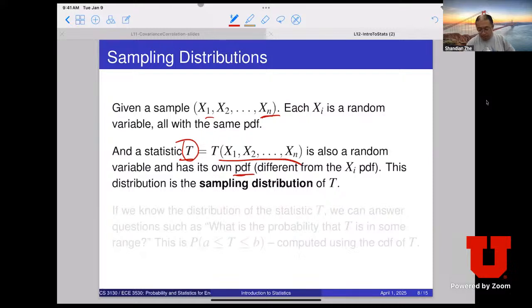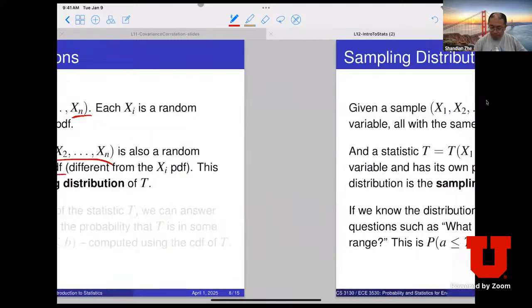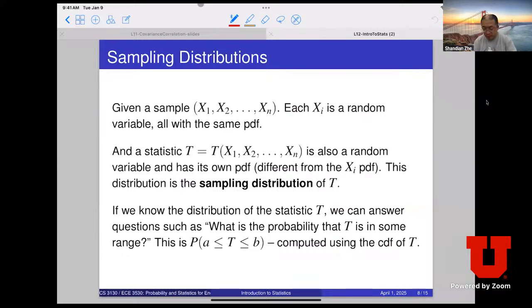And then we call the distribution which the statistic T follows the sampling distribution of T. That's the definition of sampling distribution. So what's the usage of the sampling distribution? At least theoretically, if we know the distribution of the statistic T, we can answer questions like, what's the probability that T is in some range? Say, what's the probability your sample mean is between 0.5 and 0.6?